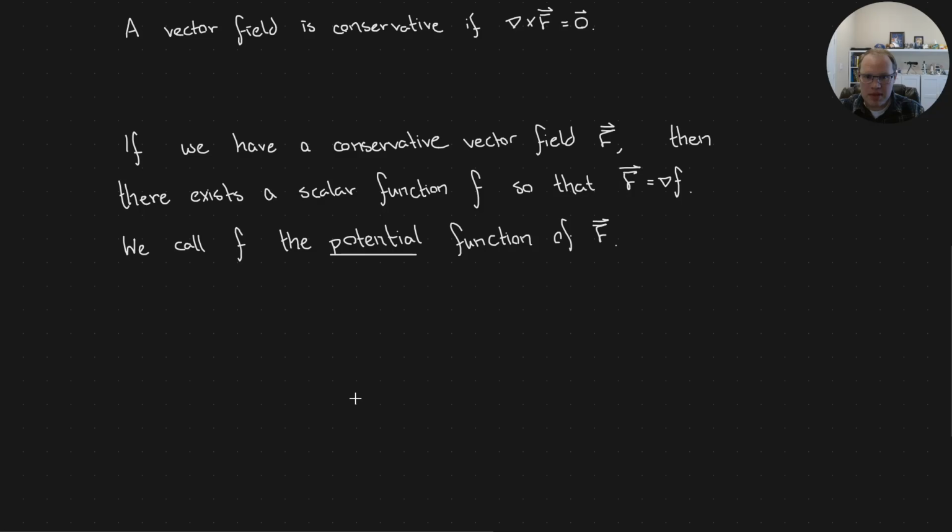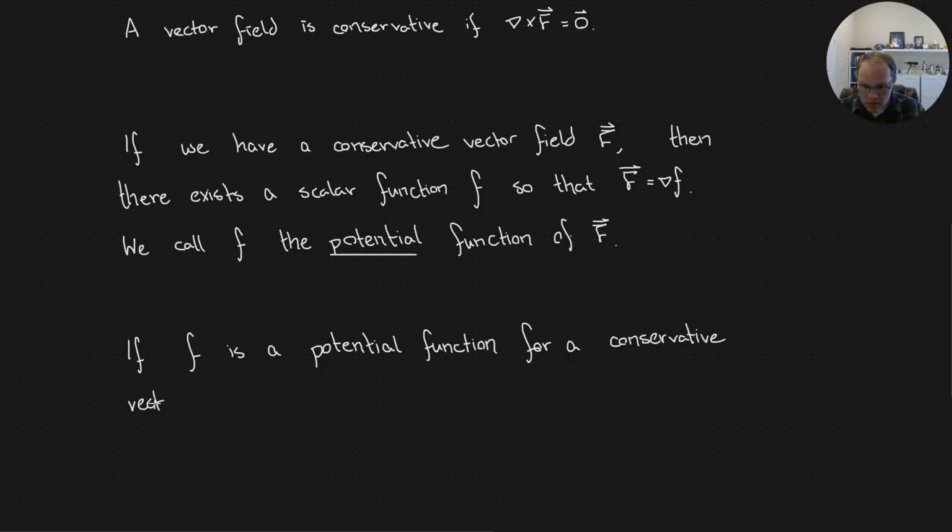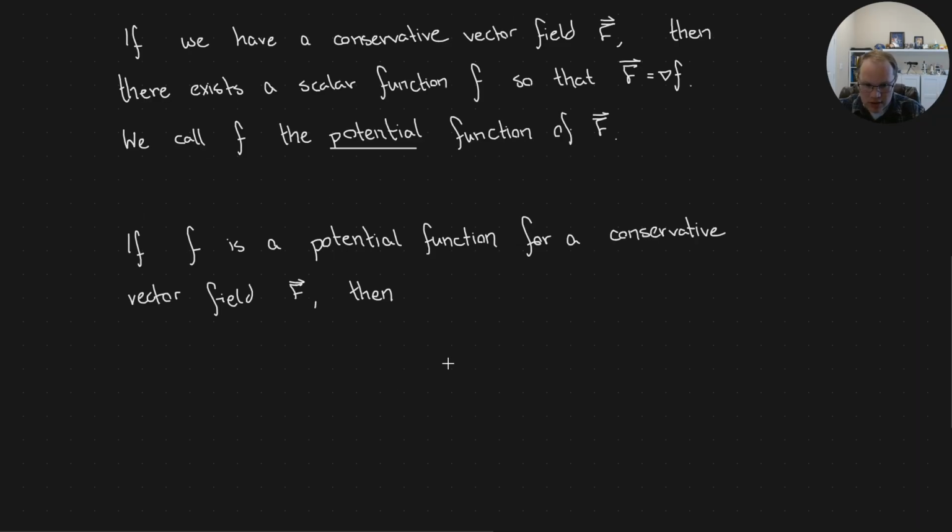So what this means is, if f is a potential function for a conservative vector field, big F, then if I want a line integral of F over some piecewise smooth curve C, then all I need to do is evaluate my potential function.